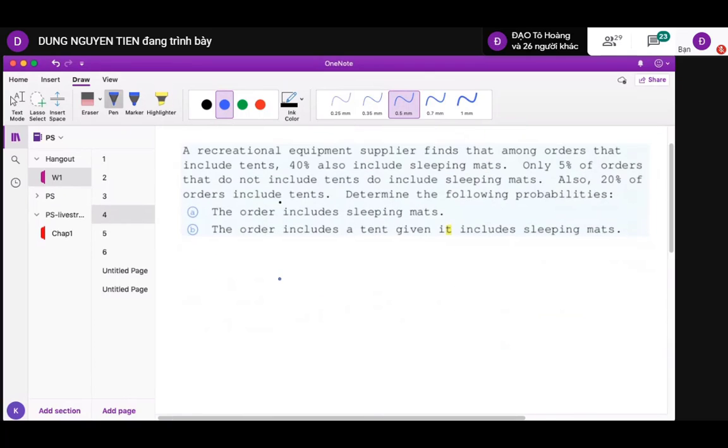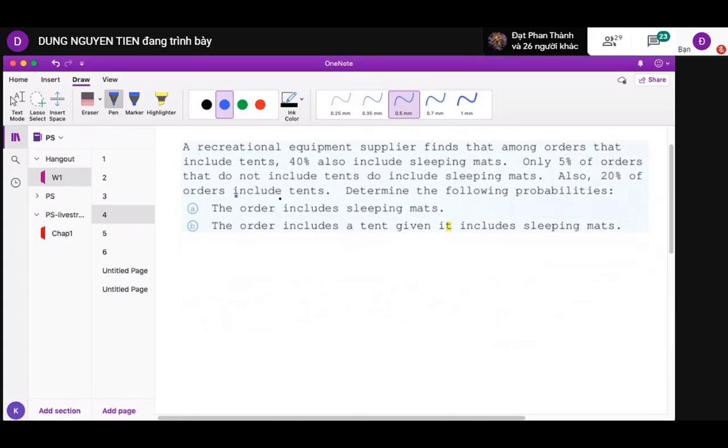Question 4. A recreational equipment supplier finds that among orders that include tents, 40% also include sleeping mats. Only 5% of orders that do not include tents do include sleeping mats. 20% of orders include tents. Determine the following probabilities. The probability that the order includes sleeping mats. The probability that the order includes a tent, given that it includes sleeping mats.